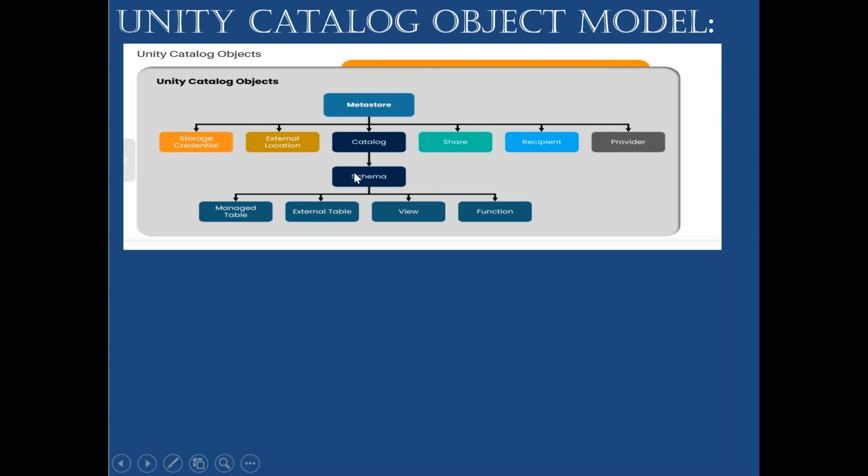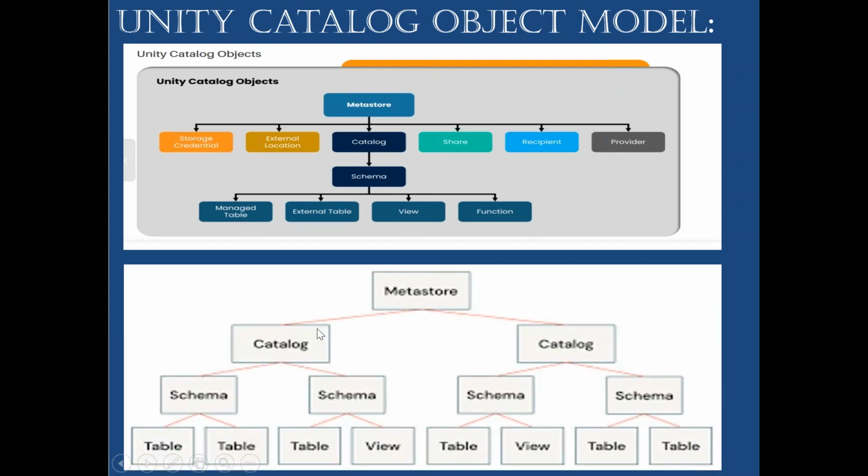Under catalog, we will be creating the different schemas. Under schema, we have different types of tables, such as external tables, managed tables, views, functions. We are able to create these things. If you see, this is our metastore. Under that, we have multiple catalogs. Under catalog, we can have multiple schemas. Under each schema, you can have multiple tables. That is what you need to understand.